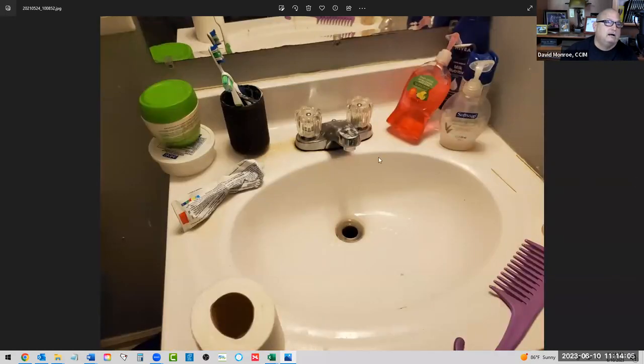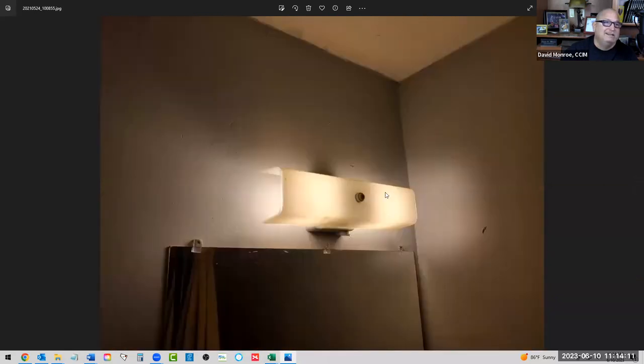Old vanity with old faucets. These are the old style faucets, yet the shower... the guys remember these? Those were very common in the 60s and 70s. So this will give you an idea how old this property is.